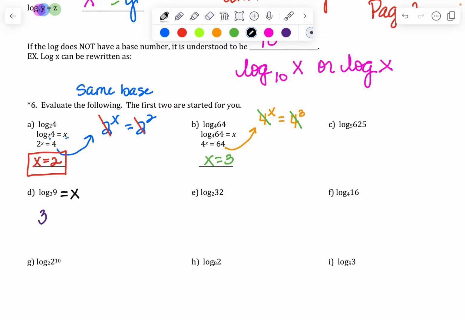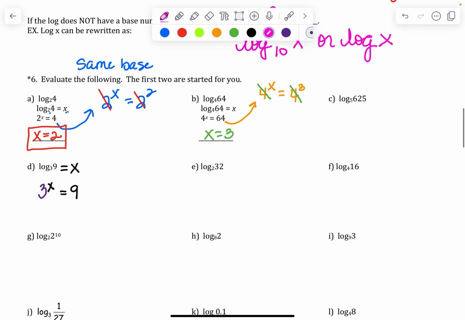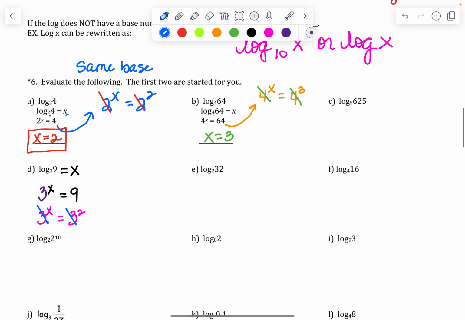So go down to G. So go ahead and put equals x. Now let's rewrite it. Get your 2, that's your base. Come over here and get your exponent, and that equals 2 to the 10th. Well, they were already nice. They already gave us the same base, so cancel those bases, and there's your answer. X equals 10.